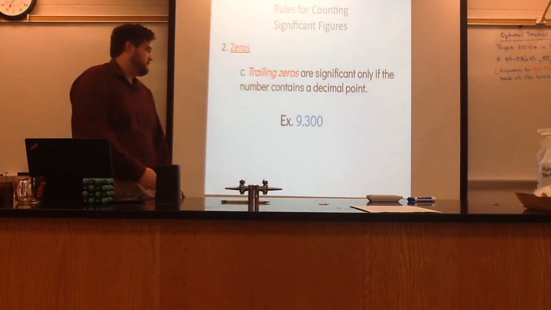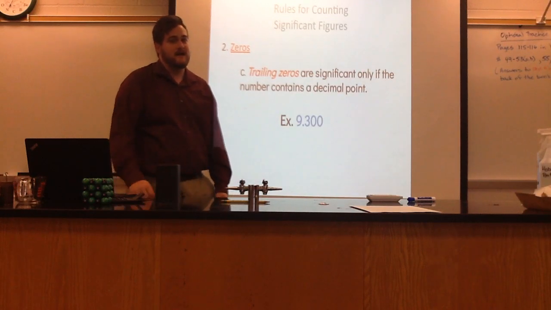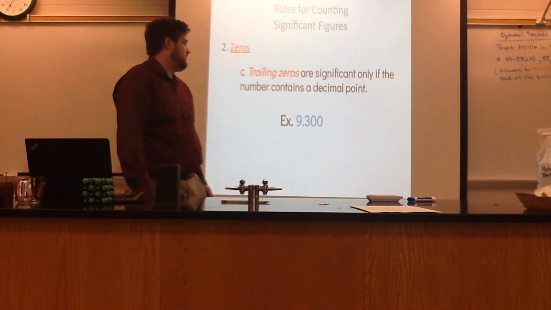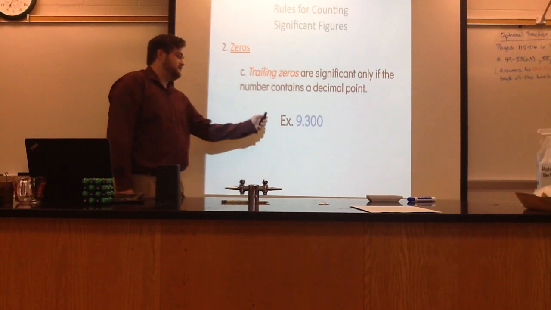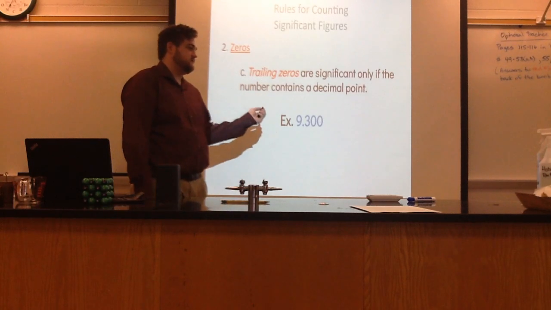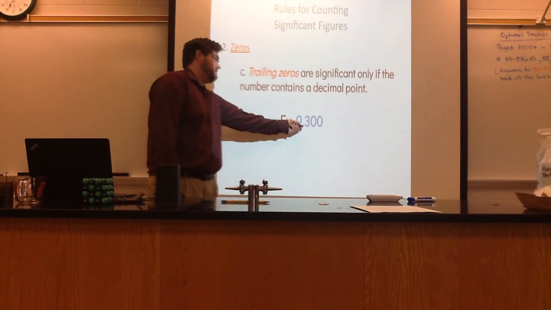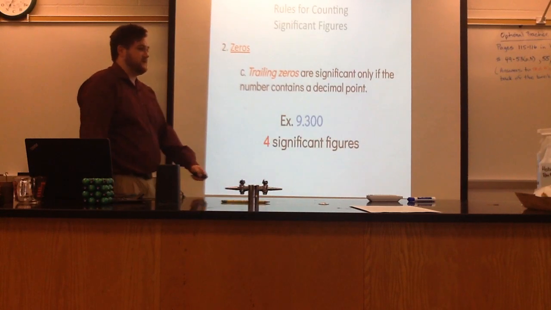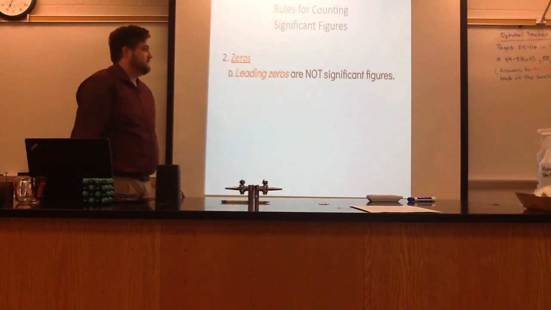So let's go down to here. Example 9.300. How many significant figures do we have on this one? Well, if we're following the rules, we know that we've got two non-zero integers and two zeros. But we know that those zeros are trailing and they're with a decimal point, so we know that's going to be 4 significant figures. Finally, leading zeros are not significant figures ever.